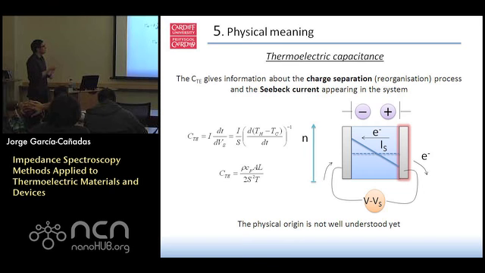I'm currently trying to work out a little bit more about this parameter, and in the next European Thermoelectric Conference I will show some results in this respect.